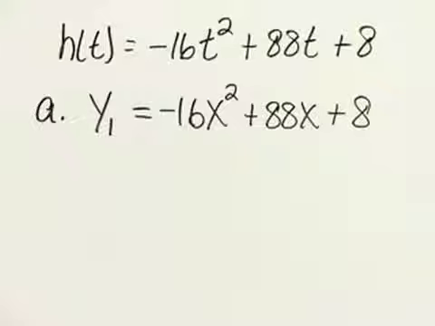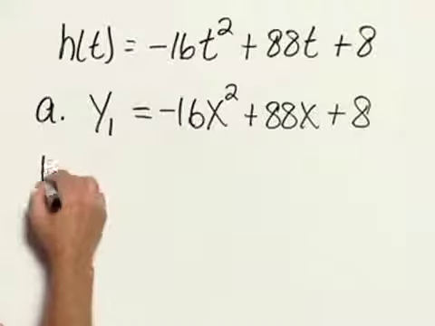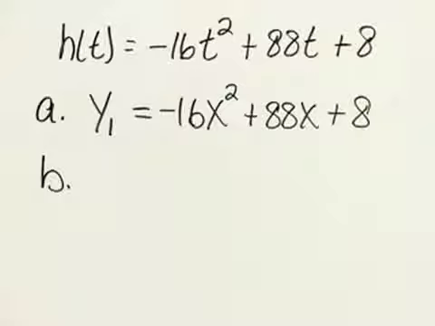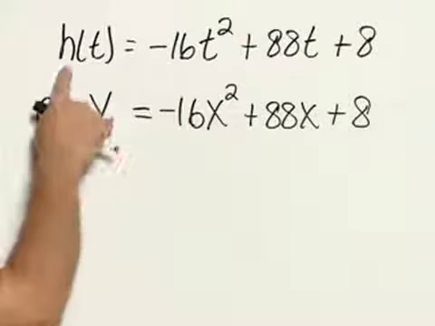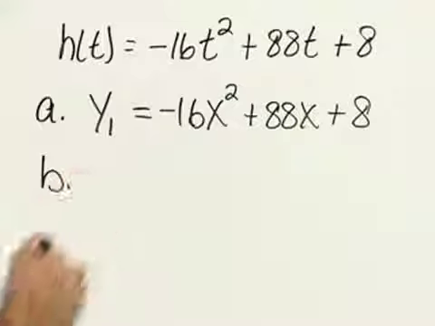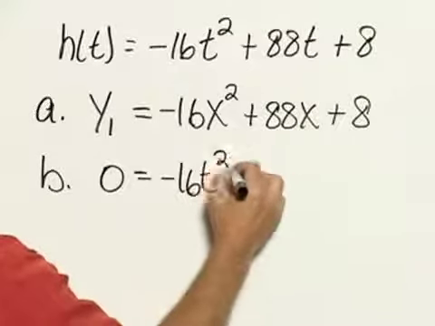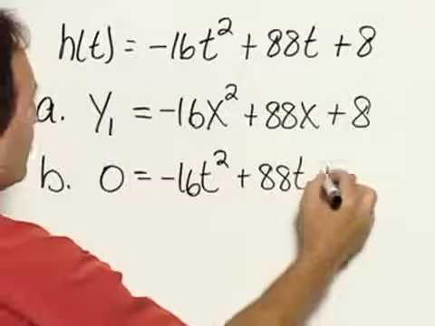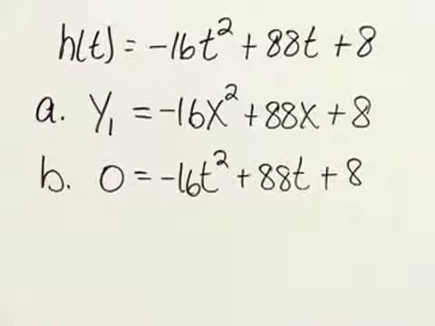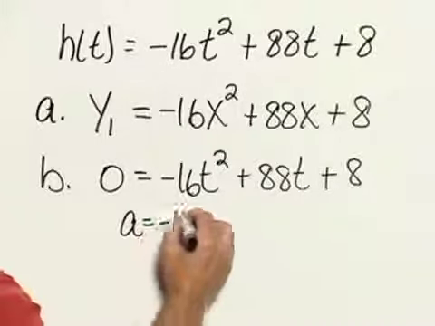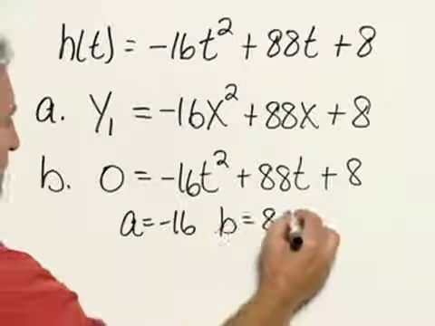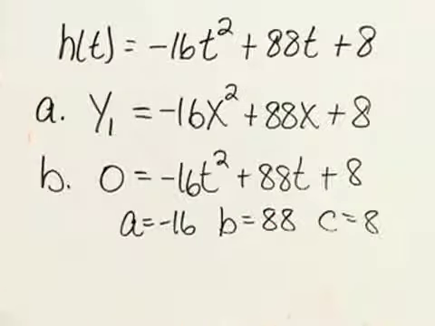B, we want to know when does the stone strike the ground. And that means that we would solve the equation replacing the height with 0, because that's when the stone would hit the ground, when the height is 0. So we would have 0 equals negative 16t squared plus 88t plus 8. We're going to have to use the quadratic formula to solve this. So in this case, A is equal to negative 16, B is equal to 88, and C is equal to 8.